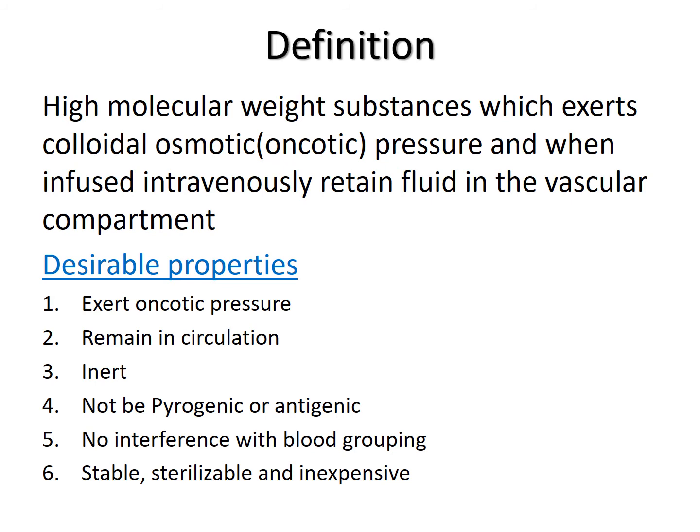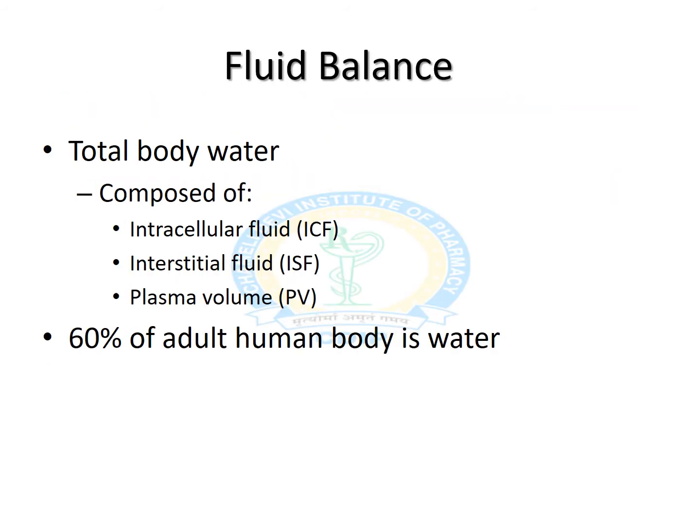They should be pharmacologically inert. They should not be pyrogenic or antigenic. They should not interfere with blood grouping and cross-matching of blood. Also, they should be stable, easily sterilizable, and inexpensive. Basically, these are used to maintain the fluid balance.